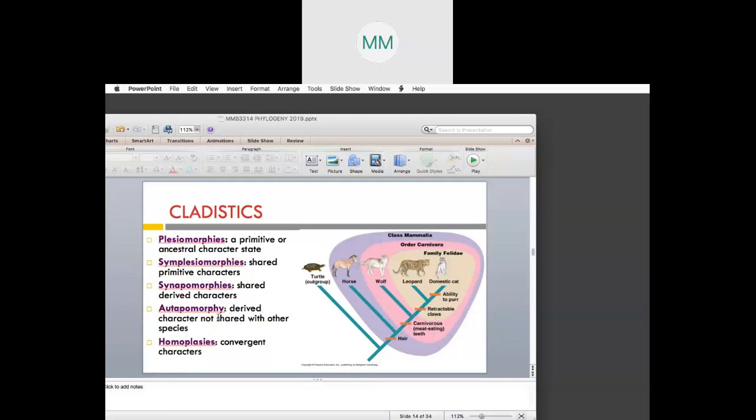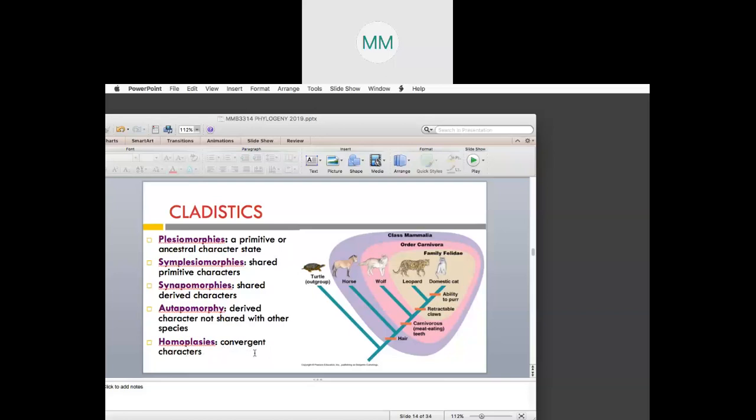Autapomorphy is a derived character not shared with other species. So which character is that? Correct. So it's a derived character, meaning it's towards the furthest end of the chronology compared to the others. And it's not shared with other species. That means ability to purr is only exclusive to the domestic cat. You can't find this in leopard, you can't find this in wolf, you can't find this in horse, you can't find this in turtle. So that is what autapomorphy is.